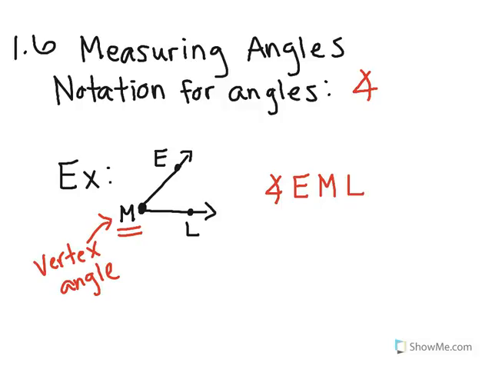And of course, these are my initials. Another way you could do this is by going the other direction. So I could also say that this is angle L, M, E. And it doesn't matter. The only part of this that matters is that you're going in a particular order and that the vertex angle is in the center. So let's take a look at a few different kinds of angles.